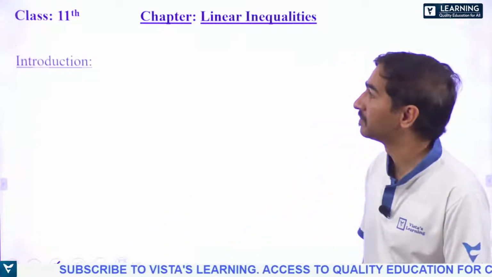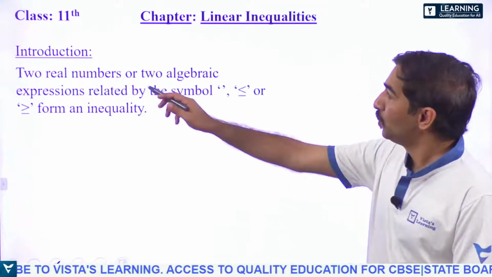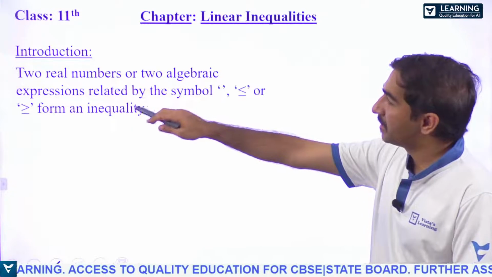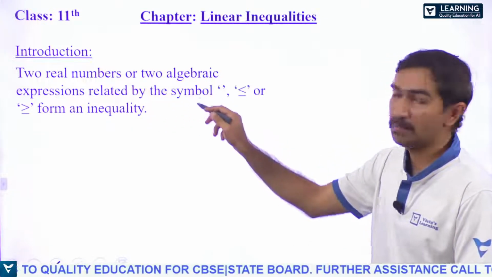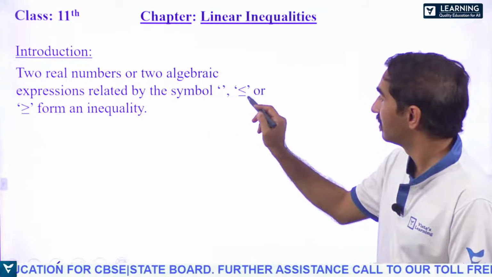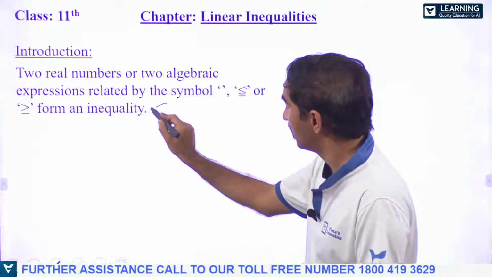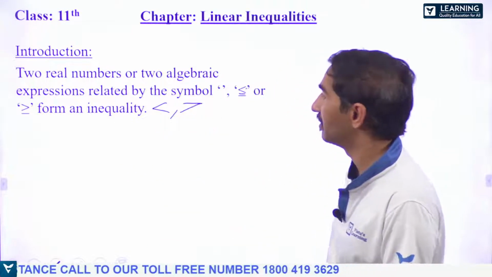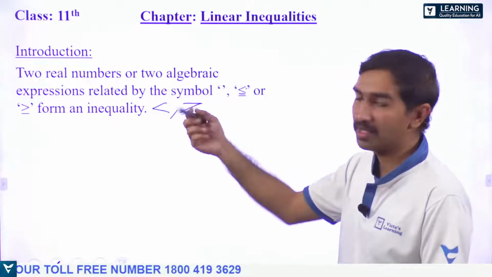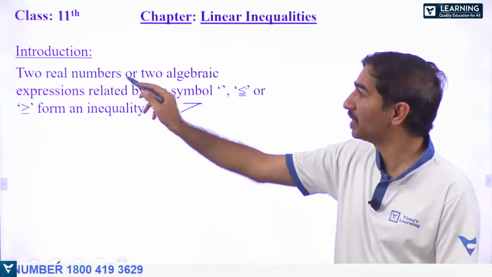Now here we'll see two real numbers or two algebraic expressions related by the symbol. So what are the symbols here? Lesser than or equal to, greater than or equal to, along with lesser than and greater than. So this is nothing but called as what? Linear inequality.